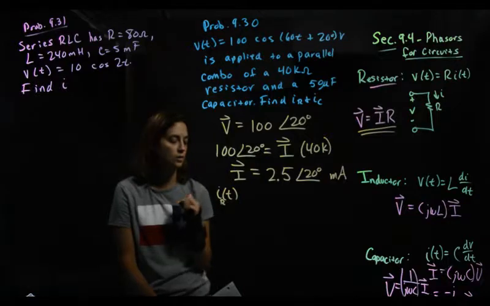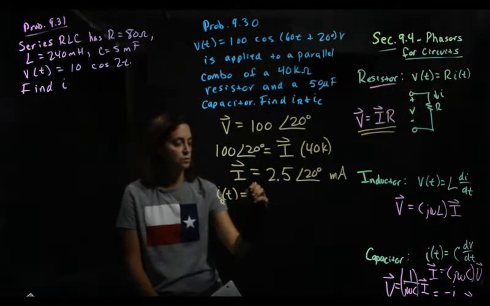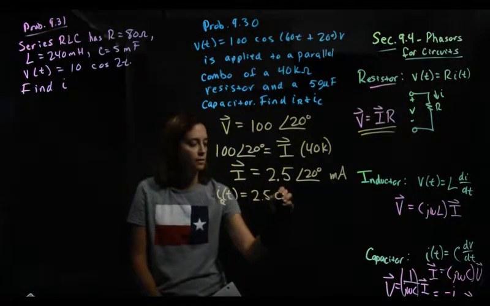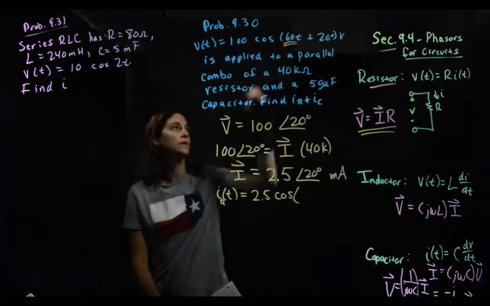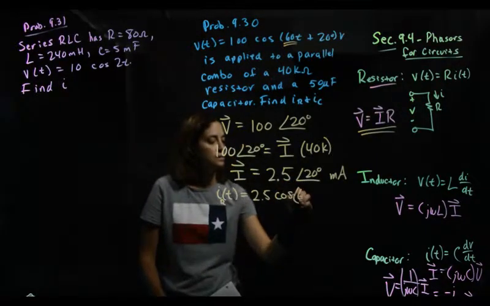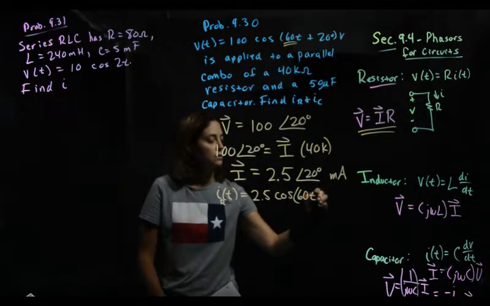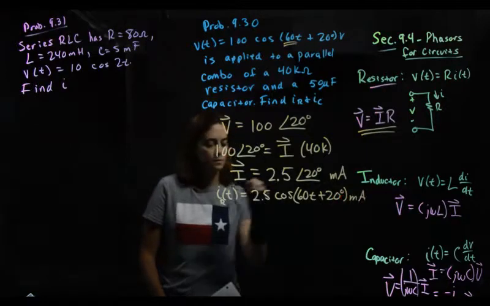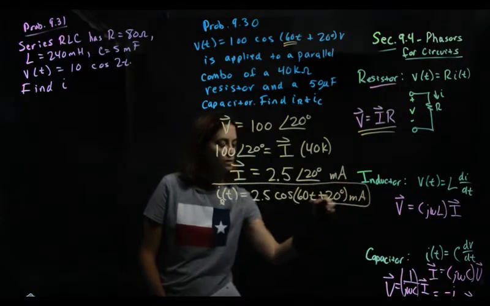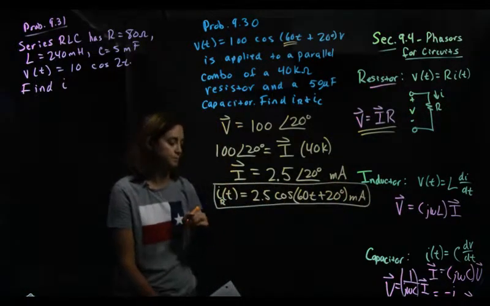So i_R of t is equal to 2.5 cosine. Omega t stays the same, so we look up here, there's our omega t. So 60t plus our angle, 20 degrees, milliamps. So there's our answer for i_R.